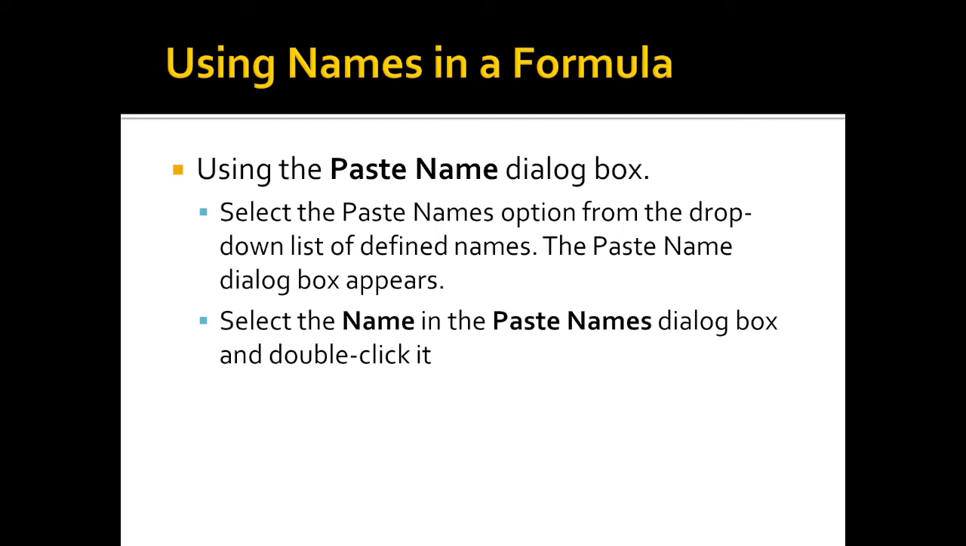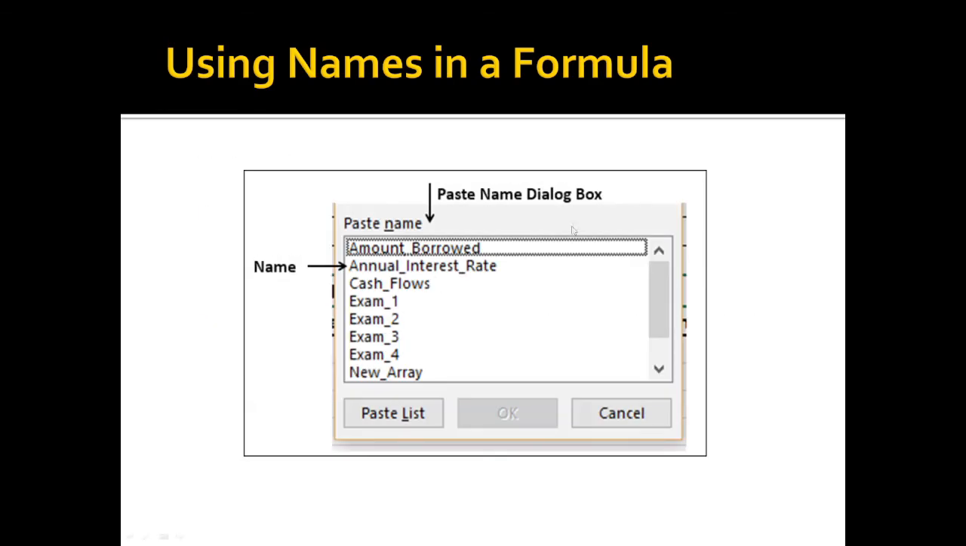Using the Paste Name dialog box. So select the Paste Names option from the drop down list of defined names, and then the Paste Name dialog box appears. Select the name in the Paste Names dialog box and double click it. So this is the Paste Name dialog box. Select, then double click, to use that name in a formula.